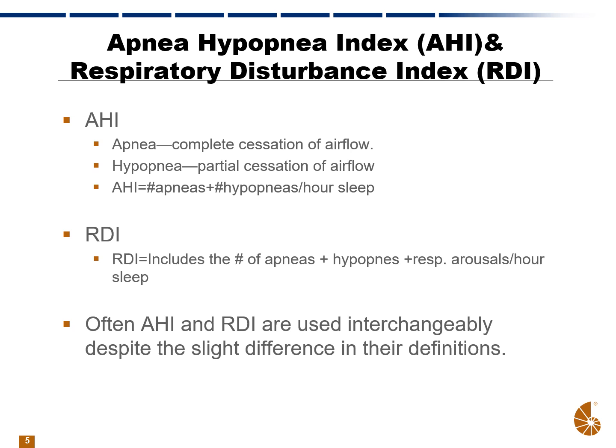A hypopnea, the H, is a partial cessation of airflow, and the AHI is the number of apneas plus hypopneas per hour of sleep. So if you see that abbreviation, AHI, that's the apneas and hypopneas per hour of sleep. The RDI includes the number of apneas, hypopneas, and respiratory arousals per hour of sleep. But as I said, they're often used interchangeably despite the slight difference in their definitions.